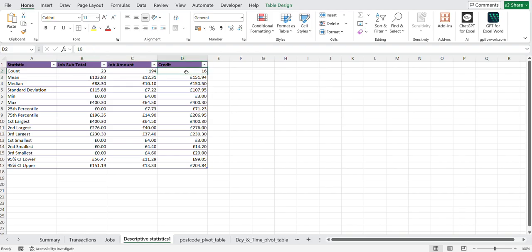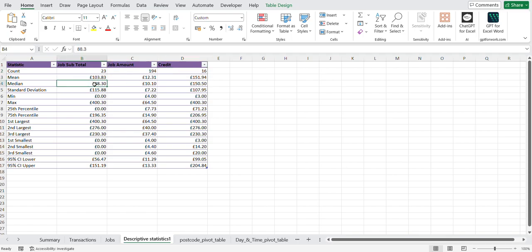But credit, basically, like I said, some weeks I did not work, so there's nothing in credit. That's why it's less than job subtotal, because some weeks I did not work. If you look here, that's why it's a wee bit different, because some weeks I did not work because I'm doing uni work.